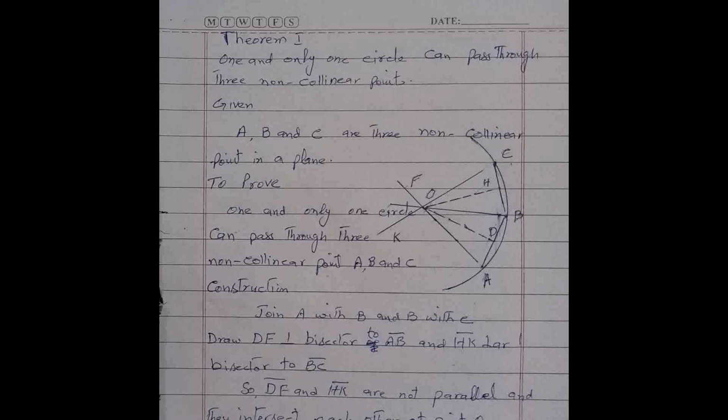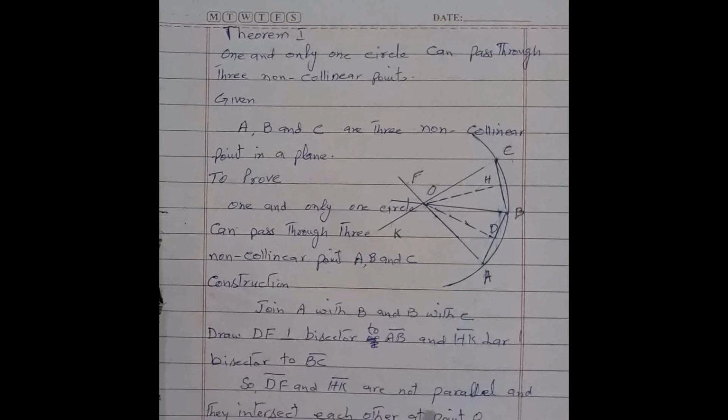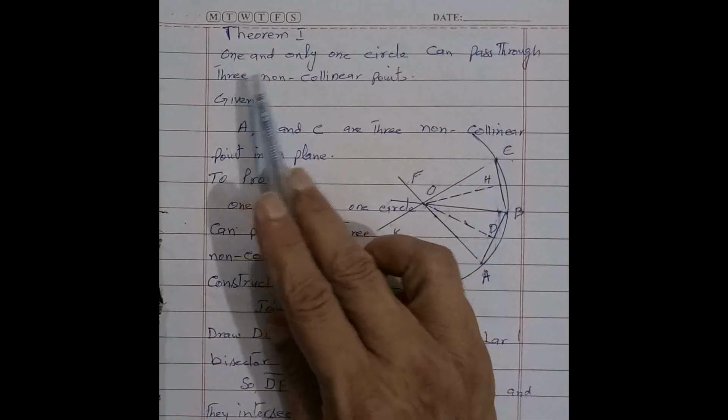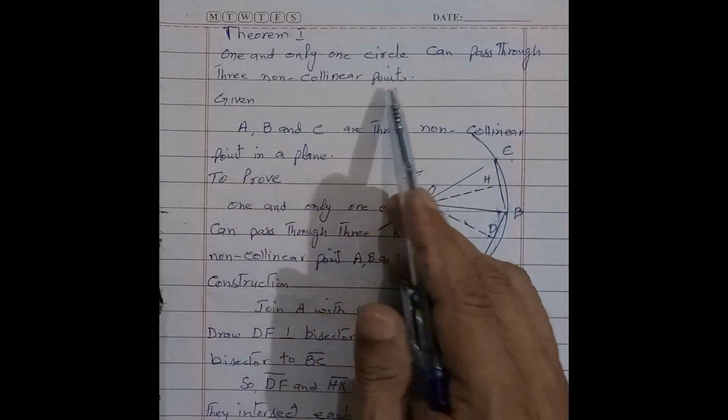Unit 9, in which we discuss the theorems, and the first theorem is: one and only one circle can pass through three non-collinear points.